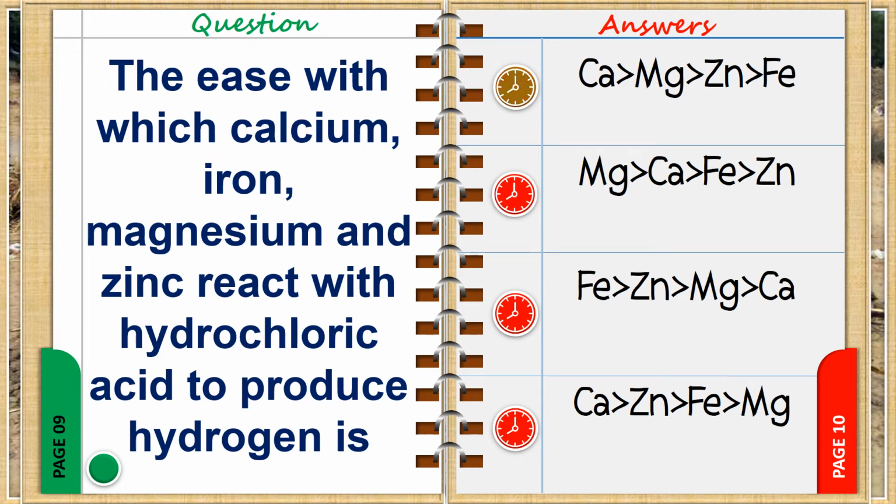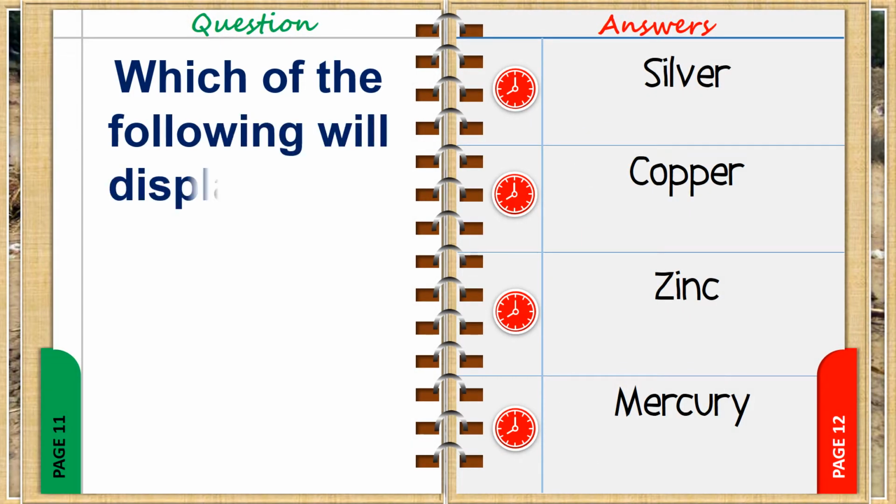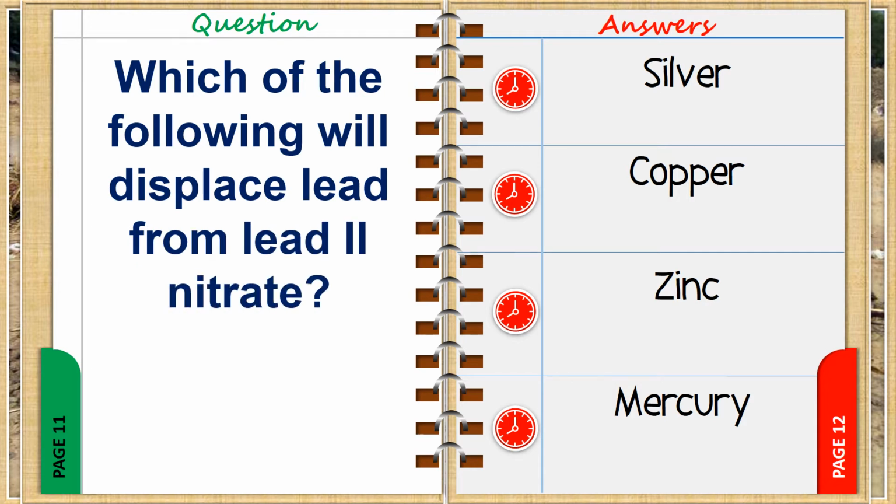Calcium greater than magnesium, greater than zinc, greater than iron. Which of the following will displace lead from lead nitrate? Zinc.